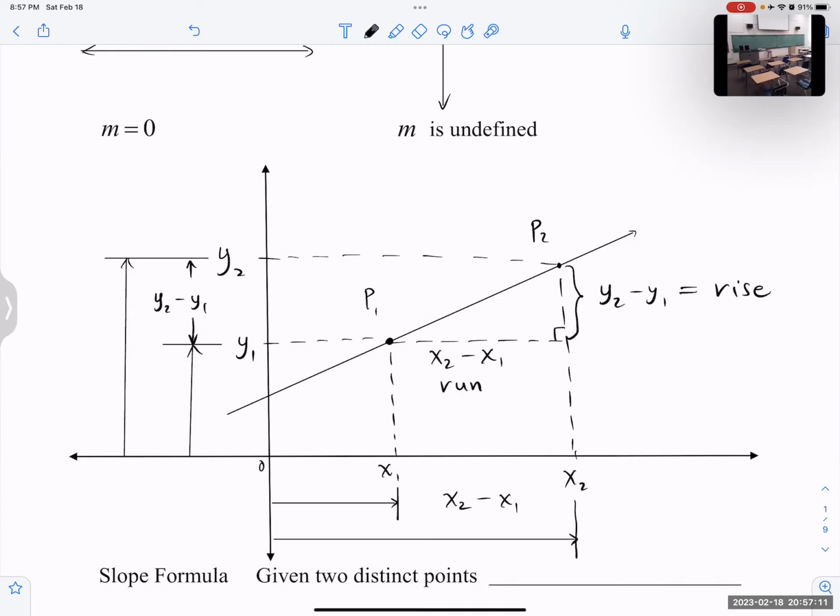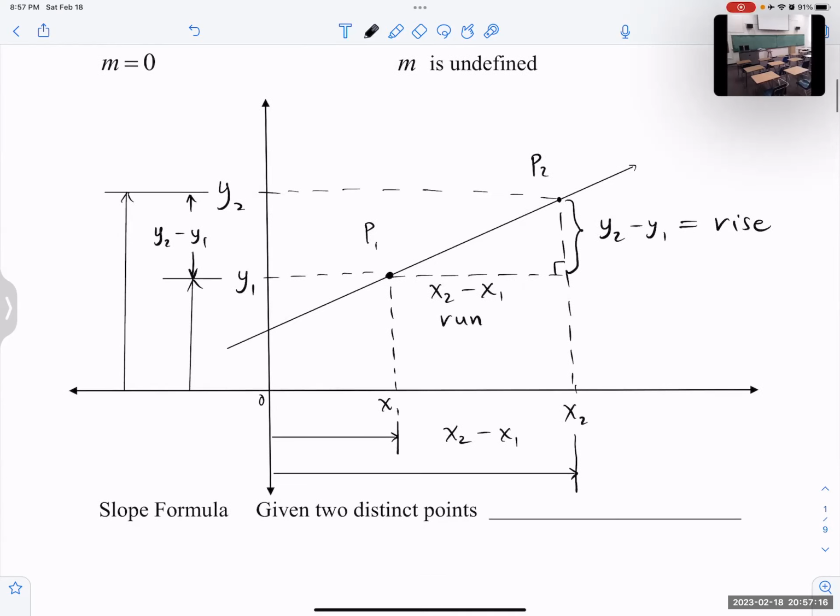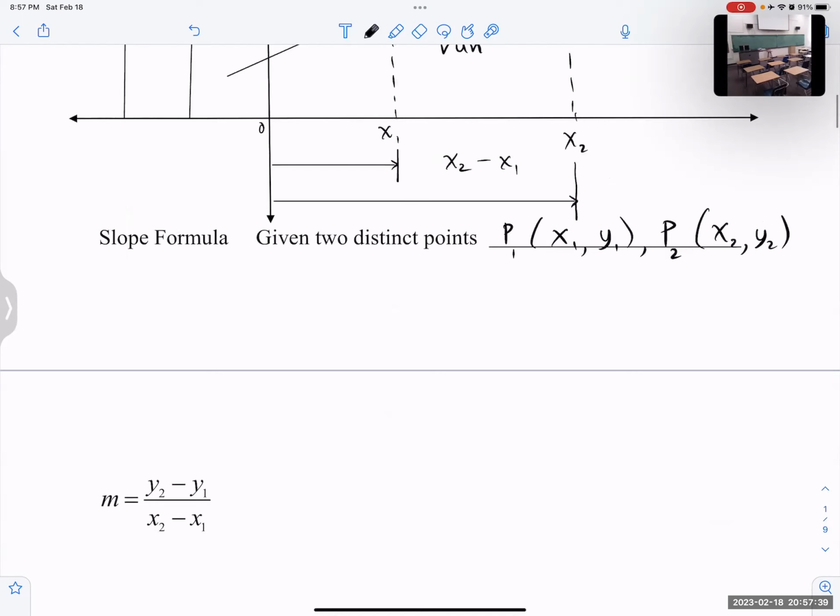And now we can talk about comparing the rise to the run and writing a ratio of rise over run. And that leads to the slope formula, which says, given two distinct points, P1, whose coordinates are x sub 1, y sub 1, and a second point P2, whose coordinates are x sub 2, y sub 2, the slope of the line M is the ratio y2 minus y1 divided by x2 minus x1.